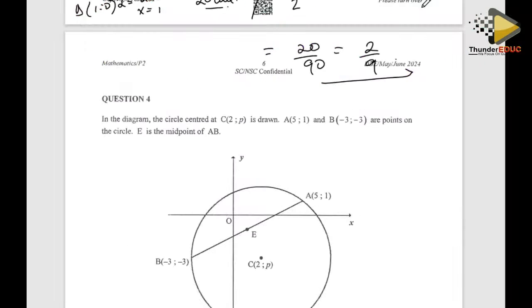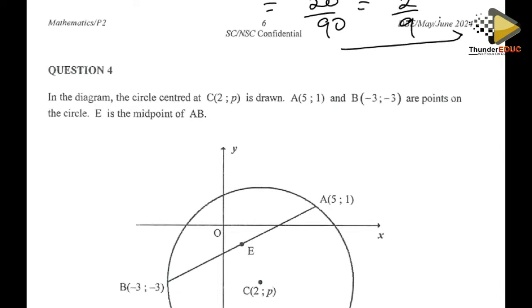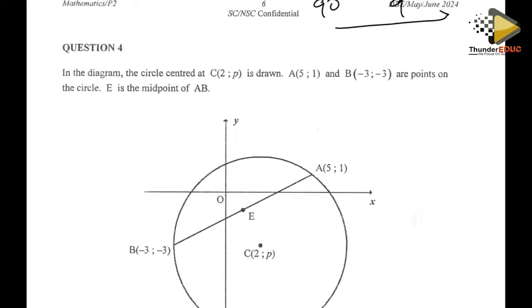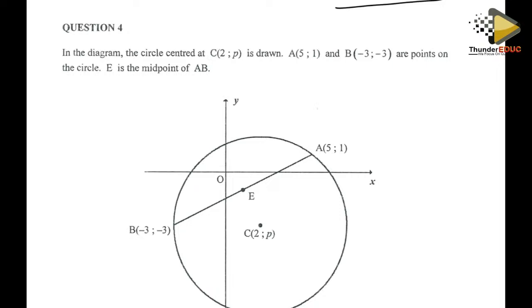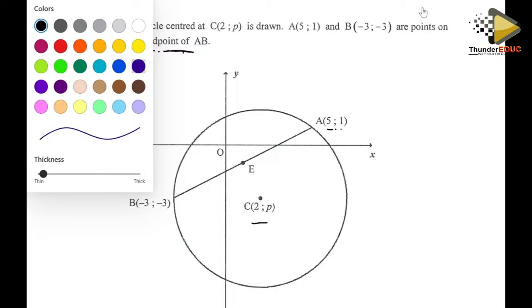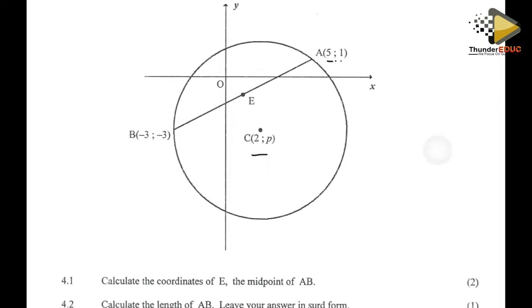3.6. All right, question number 4. So question number 4 is telling us that in the diagram, the center that is centered at C, which is 2 and P, is drawn. A is 5 and 1. That's correct. B is -3 and -3 are points on the circle. And then E is the midpoint. So this is very relevant for me. Then they want us to calculate the coordinates of E, which is the midpoint.